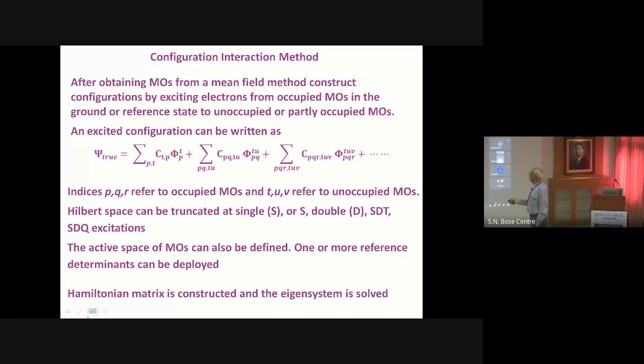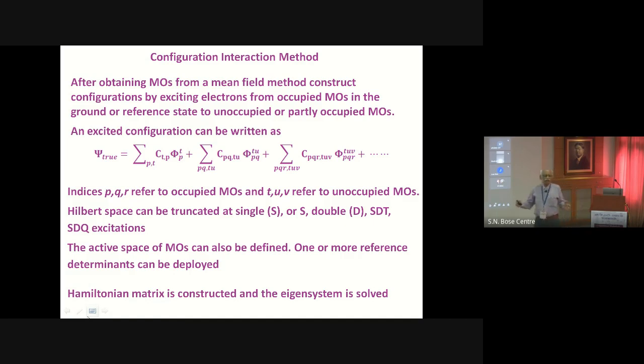And you have many of these excited configurations. I have only shown one here simply. And you have the coefficient C_p^t. You can also have doubly excited configurations, which means you take one electron from orbital p, one electron from orbital q, and put them in orbital t and orbital u. So this is the doubly excited one. Here is a triply excited configuration.